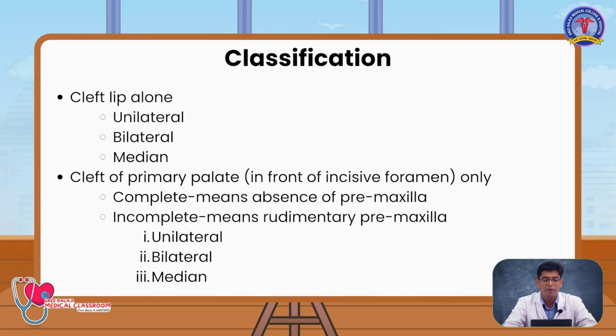Cleft of the primary palate, in front of the incisive foramen only. It could be complete or incomplete. Complete means absence of premaxillary process. Incomplete means rudimentary premaxillary process. They can be one of the three types: unilateral, bilateral or median.